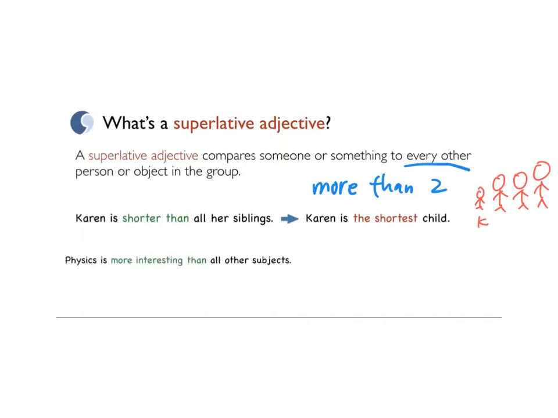Another case would be, physics is more interesting than all other subjects, including Chinese, English, maths, so more than one subject. In this case, you may say, physics is the most interesting subject.